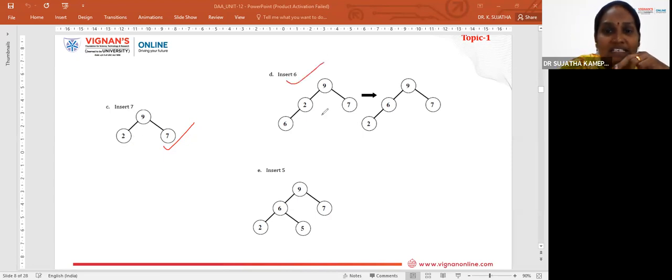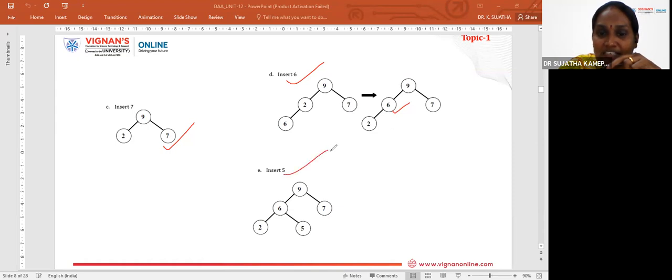Next, I am going to insert 6, right? 6 should be the left child of this 2. Definitely first the left child should be filled, then the right child should be filled. So that's why I insert 6. 6 is present here, but it is not satisfying the parent dominance property. Here 2 is a parent, it should be dominant. So that's why I am doing rotation. 6 comes to here, right?